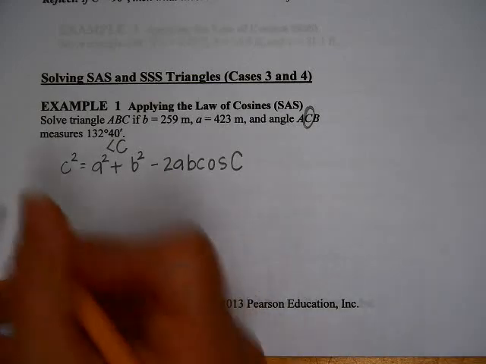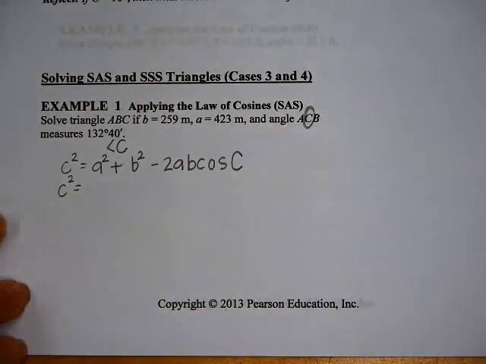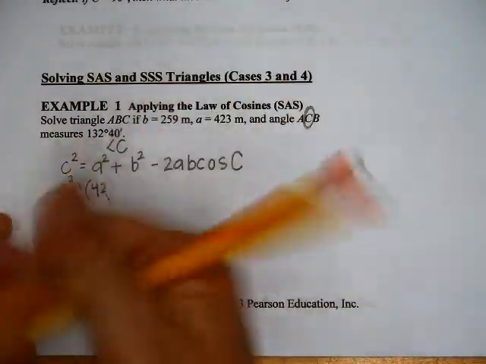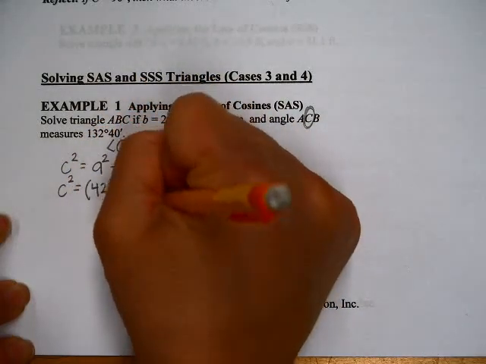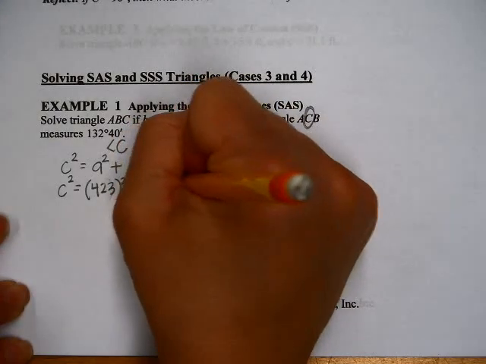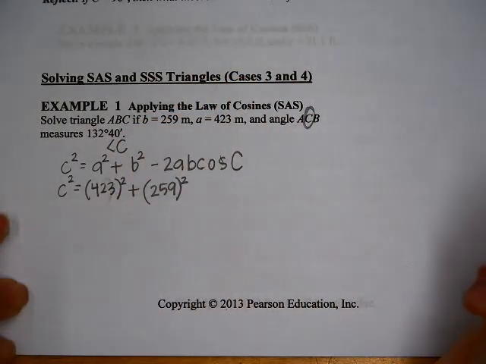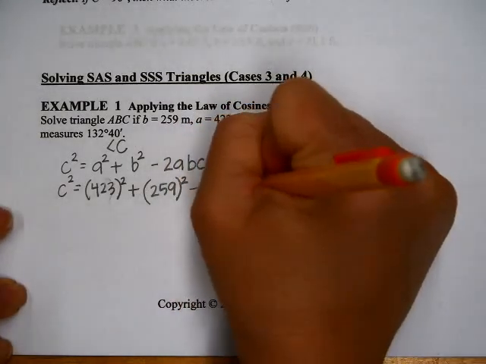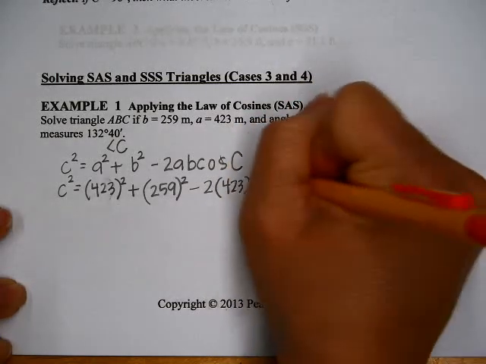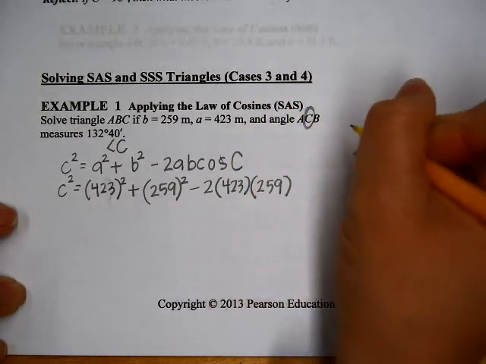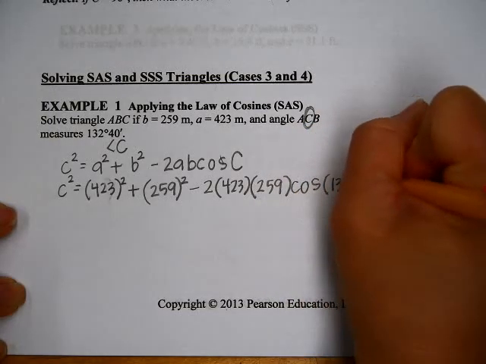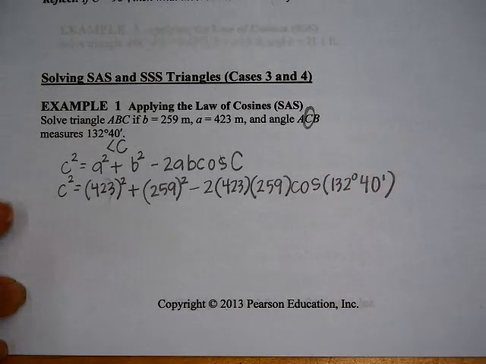Alright, so now plug in what you know. Little a is 423 squared plus little b is 259 squared minus 2 times 423 times 259 times cosine of 132 degrees and 40 minutes. Fun times, right?